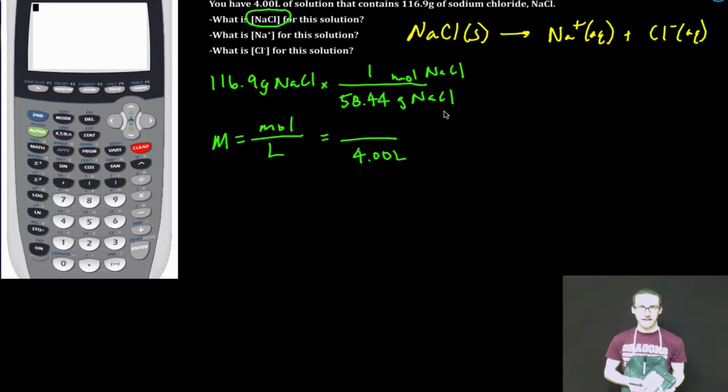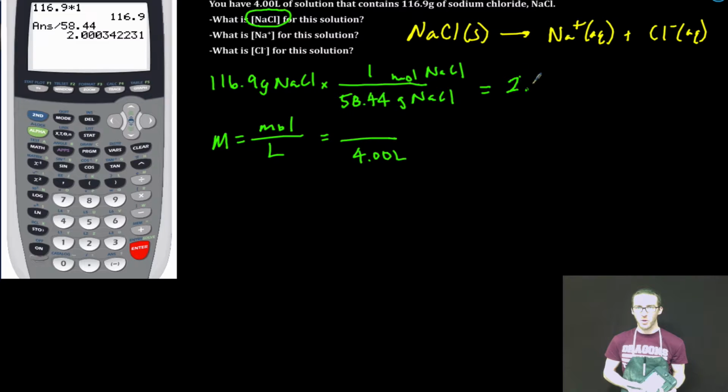Then just jump to your calculator. 116.9 times 1 divided by 58.44, enter. In 116.9 grams of sodium chloride, I've got 2.000 moles of sodium chloride. So if I want to know the concentration, I'm going to take my number of moles and divide it by my volume of solution. I don't even need a calculator for this one. The molar concentration of my sodium chloride solution is 0.500 molar.